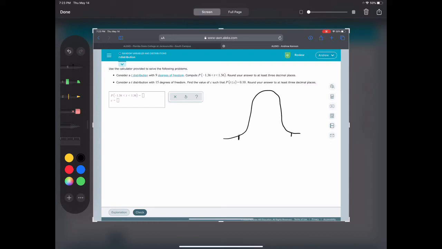Okay, so we're trying to find the probability. So they give us negative 1.36 and 1.36. So this one is probably the toughest one that you have here. And we're trying to find the probability in the middle. So what does this equal? What percent of that is shaded?